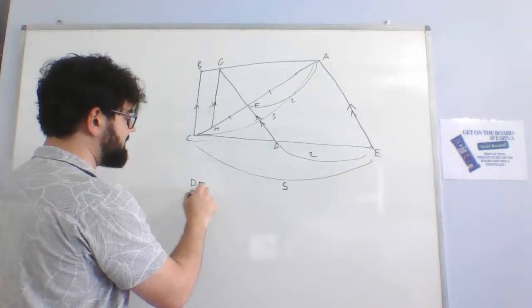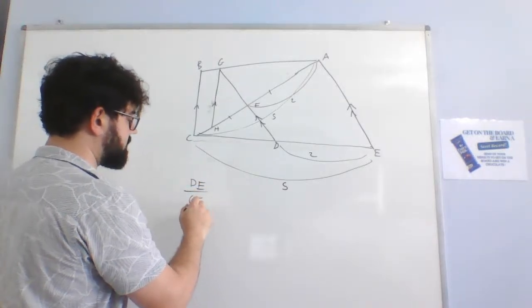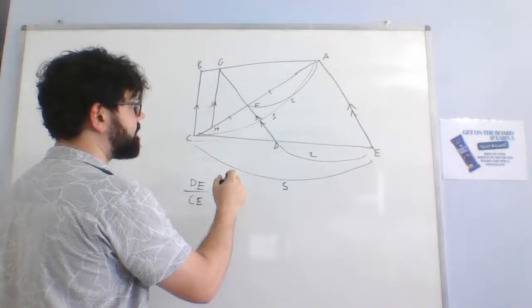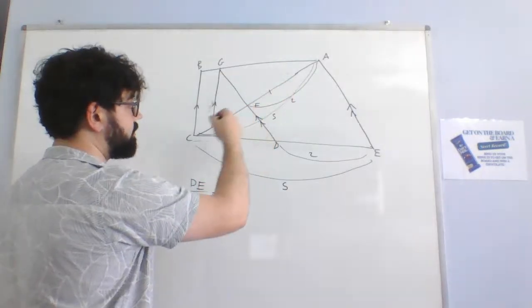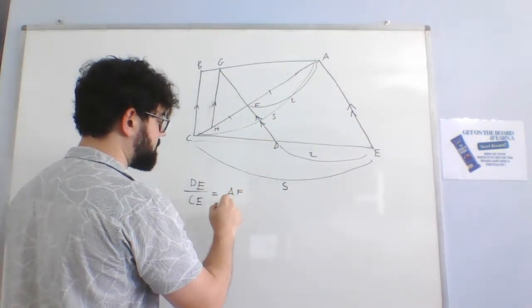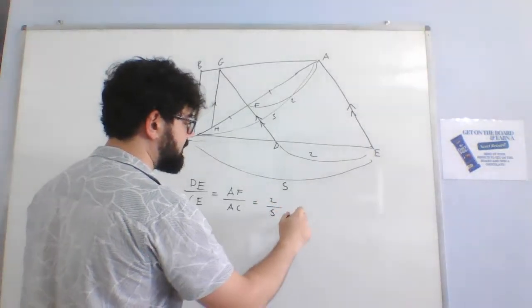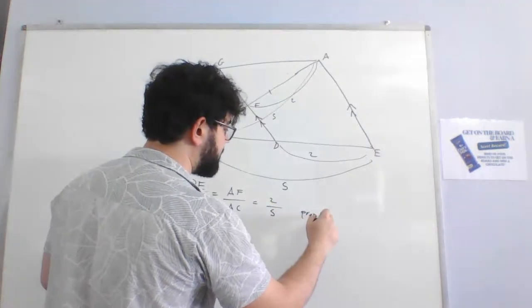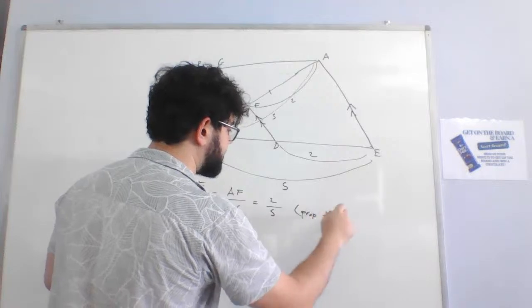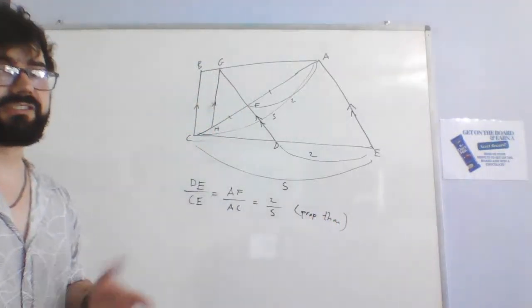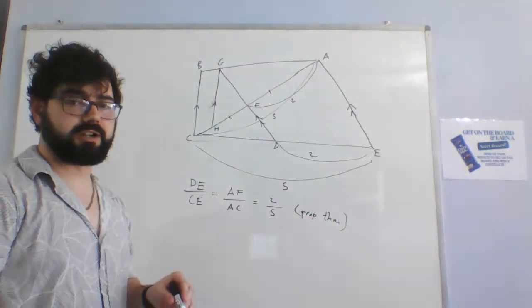You can say DE over CE is equal to AF over AC, which is equal to 2 over 5. And the reason there is Proth theorem. So whenever you use the parallel lines, the reason is going to be Proth theorem. If you use a similarity statement, then it will be similar triangles.